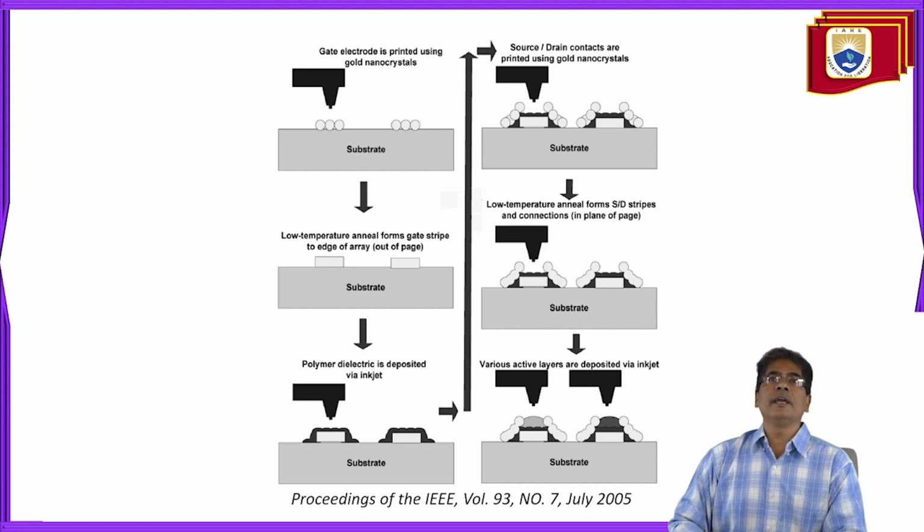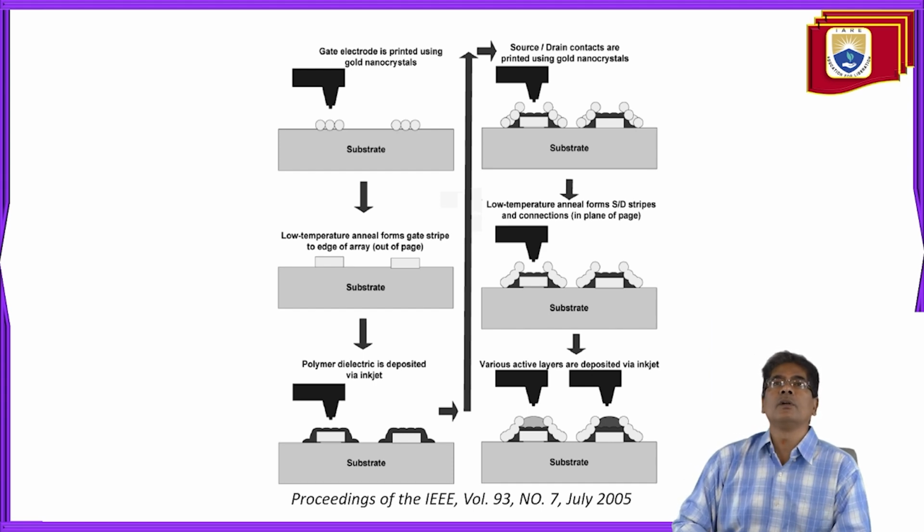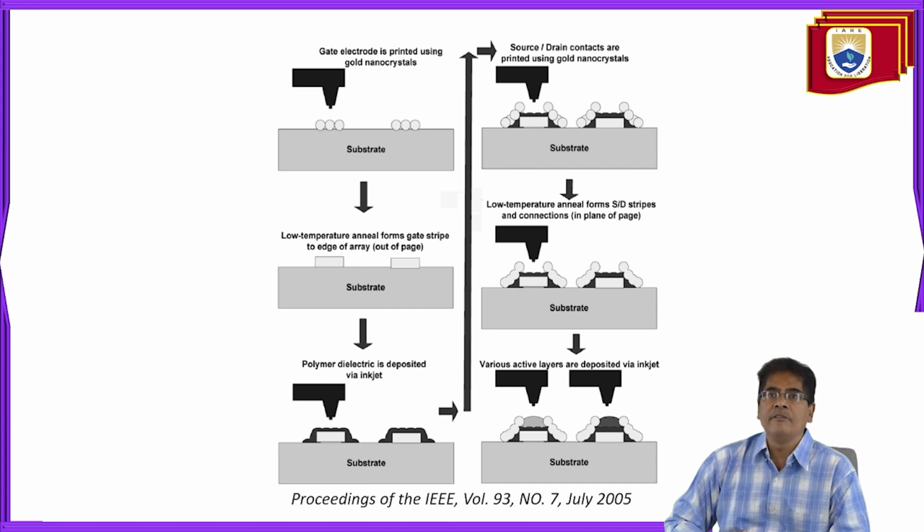So the gate electrode is printed using gold nanocrystals, and the source or drain contacts are printed using gold nanocrystals. And these are on a substrate. We have the polymer dielectric deposited via inkjet, and various active layers are deposited via inkjet. And this is a variation we can see, from the proceedings taken in 2005.